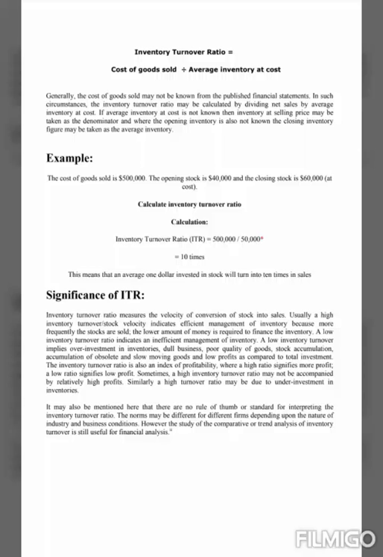I'll try to explain it. The cost of goods sold is rupees 50,000. The opening stock is rupees 40,000, and the closing stock is rupees 60,000. Calculating the inventory turnover ratio, the average stock will be turned into sales 10 times, which gives the significance of the ITR.